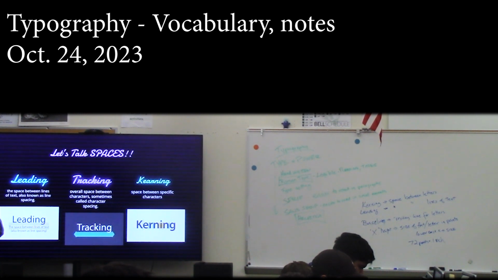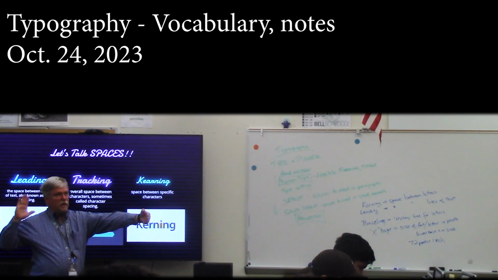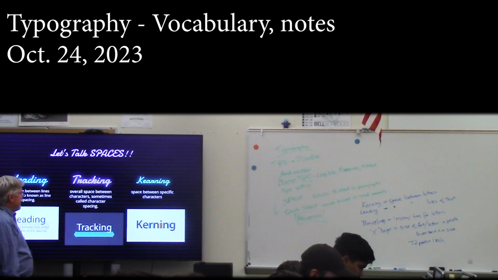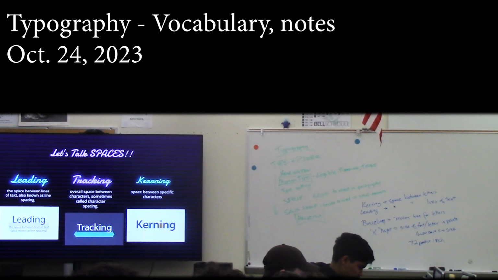And this is on the slideshow I provided for you. So leading is the space between the lines of text. Tracking is the amount of space across a particular line of text. And then kerning, we talked about, is the space between each letter, from one letter to the next. Okay? We didn't talk about alignment, but I'm not going to worry about that right now.